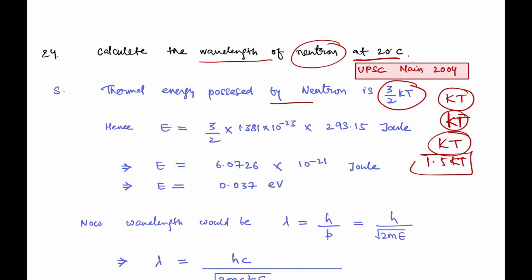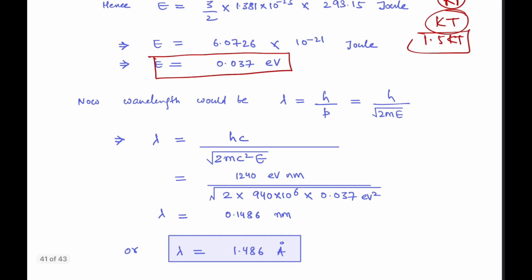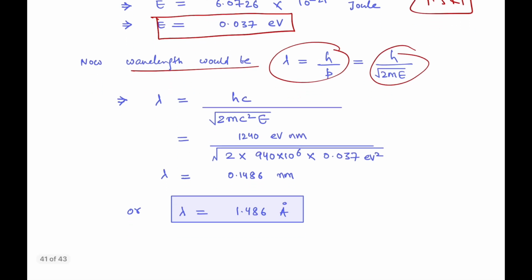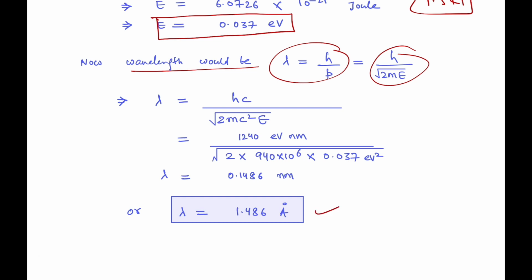So energy is going to be around 0.037 electron volt, and the wavelength used is h by p, which is equal to h divided by root 2mE. When you do the calculation, you get 1.486 angstrom.